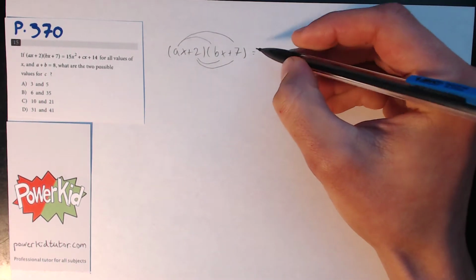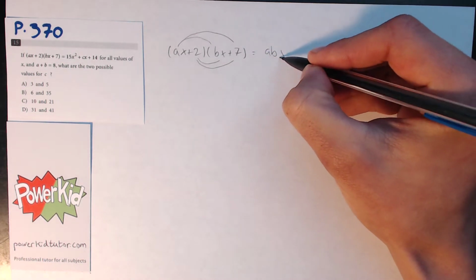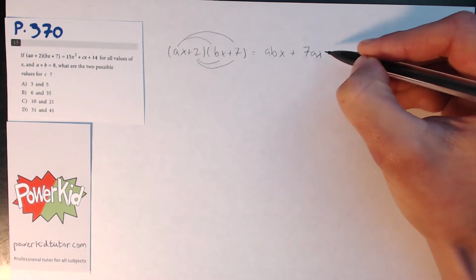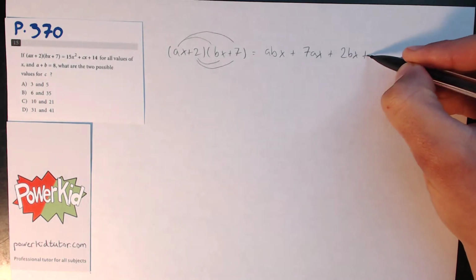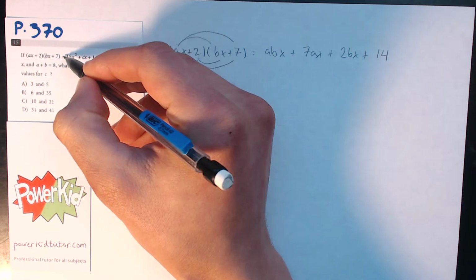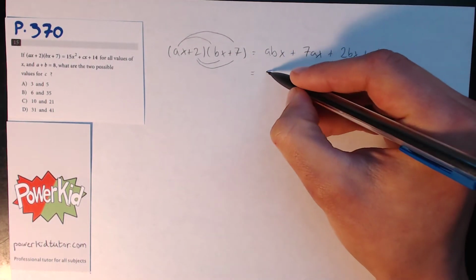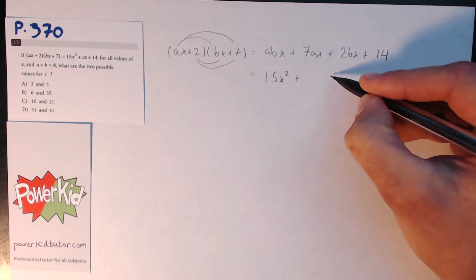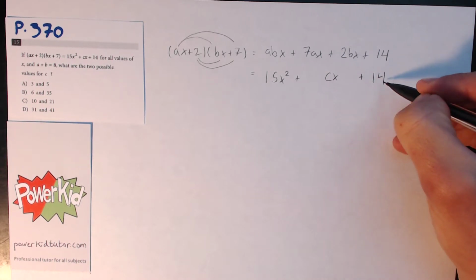So this multiplies out by the process of FOIL to be abx² + 7ax + 2bx + 14. Now, I also know that this whole thing, this multiplication I just did, according to the instructions, also equals 15x² + cx + 14.